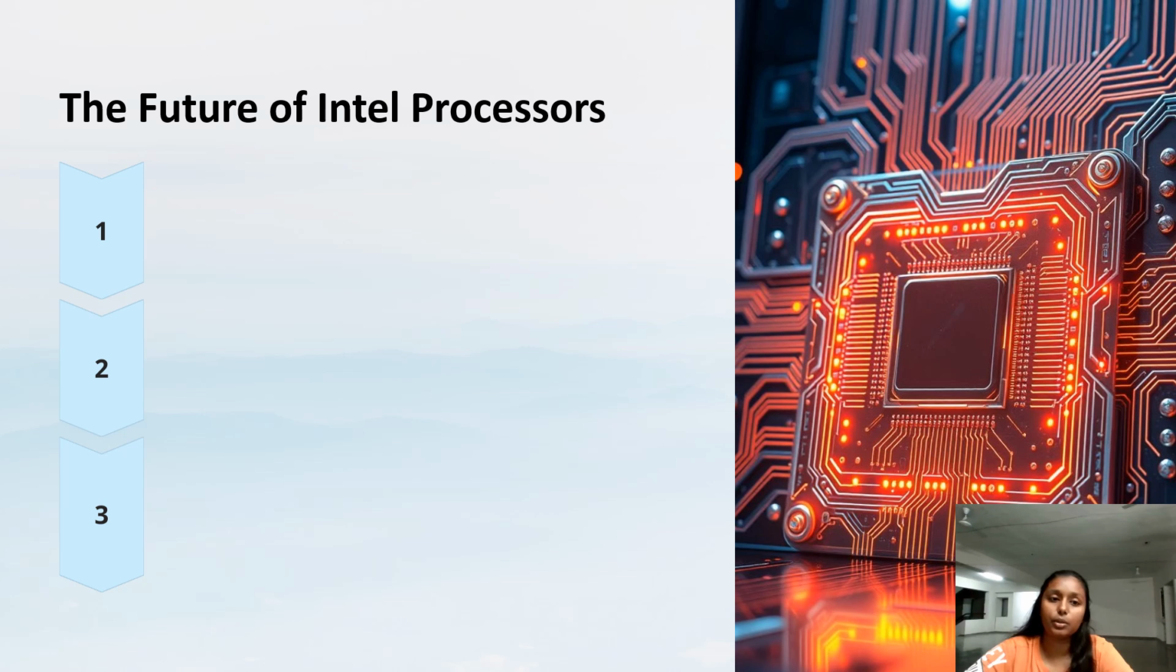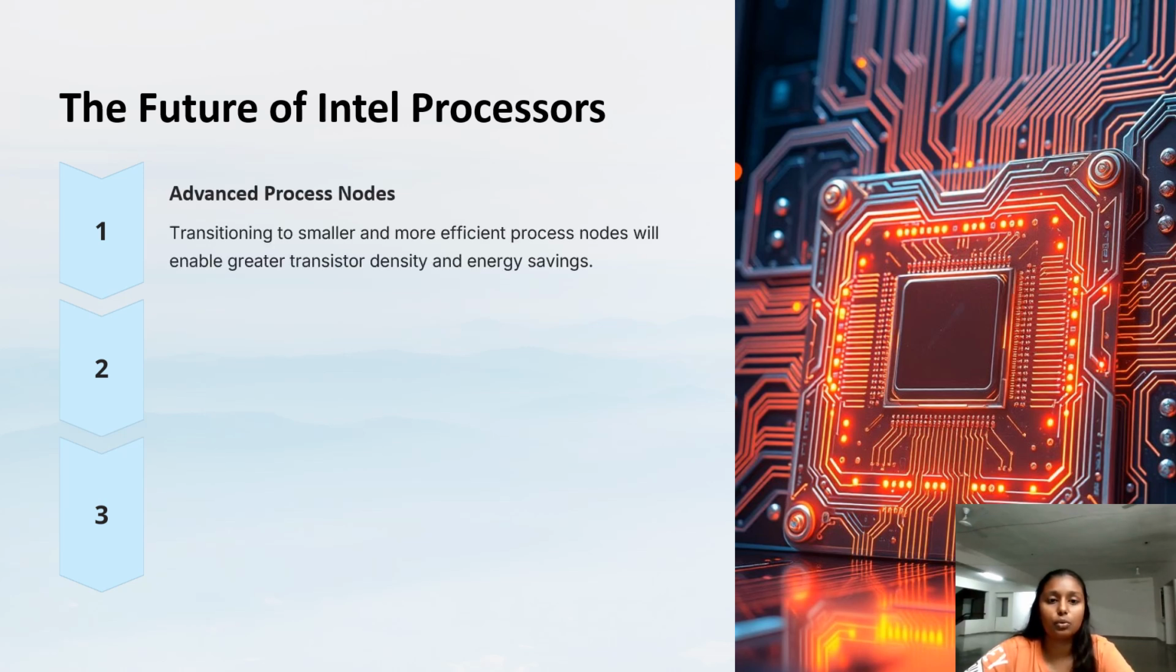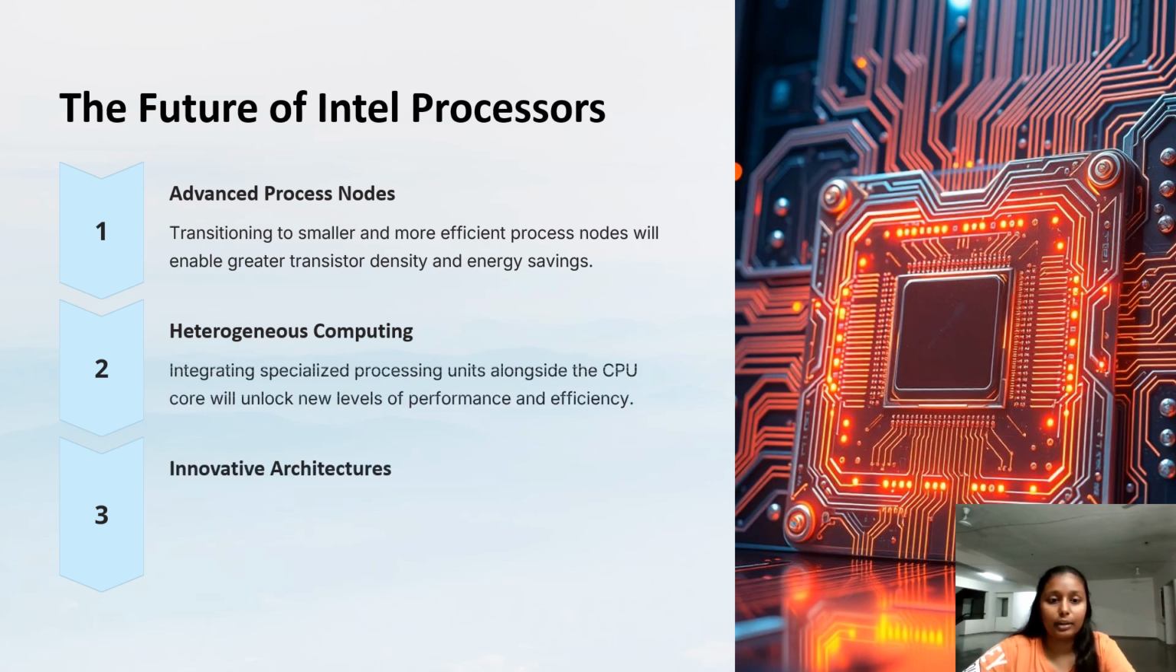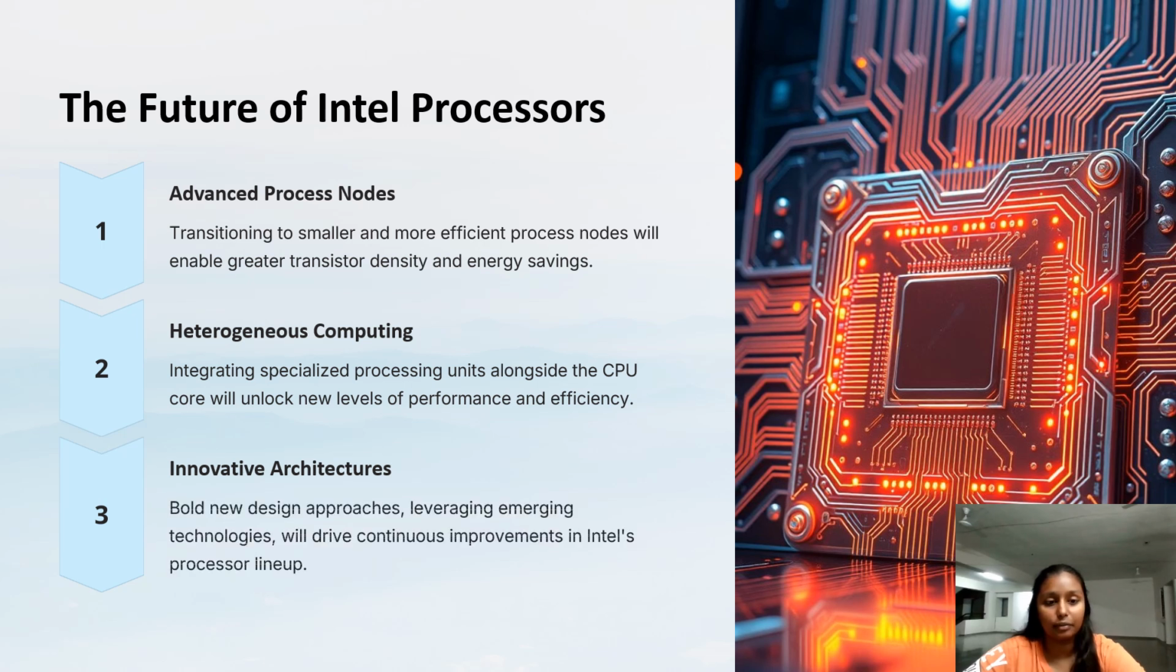The future of Intel processors. The first one is advanced process nodes. Transitioning to smaller and more efficient process nodes will bring greater transistor density and energy savings. Next is heterogeneous computing and innovative architectures. Heterogeneous computing is like integrating specialized processing units alongside the CPU cores, which will unlock new levels of performance and efficiency. Innovative architectures, such as new design approaches leveraging emerging technologies, will drive continuous improvements in the Intel processor lineup.